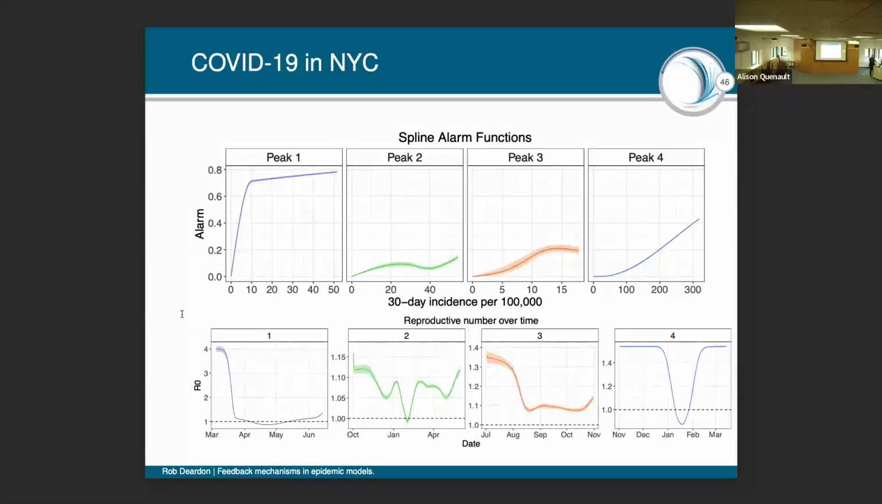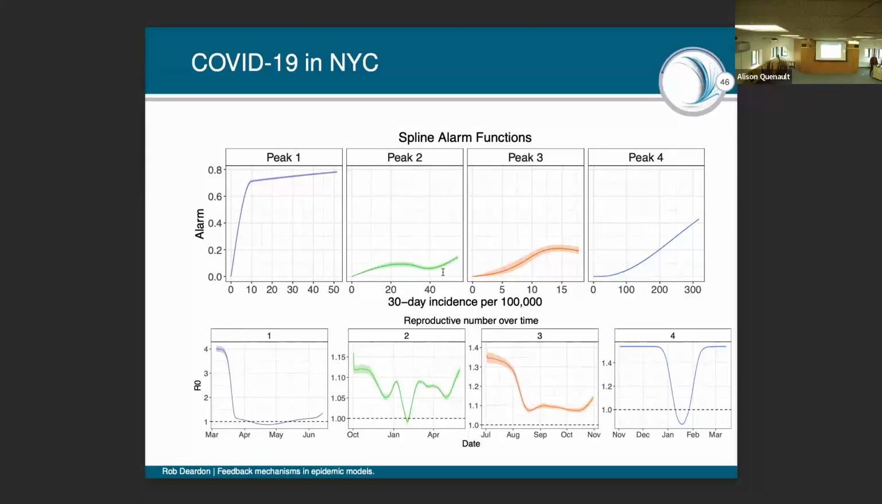So, we'll ignore the R0, we don't really need that. The alarm functions you estimate for those 4 peaks are shown there when we use a spline alarm function, and it looks very similar with the Gaussian process. And we get the sort of things you might expect. In the initial peak, we get something that approximates that threshold alarm. So it kicks in very quickly and goes from a very low state to a very high state.